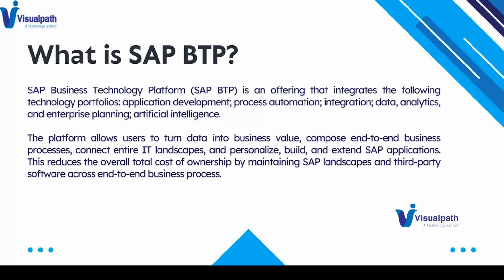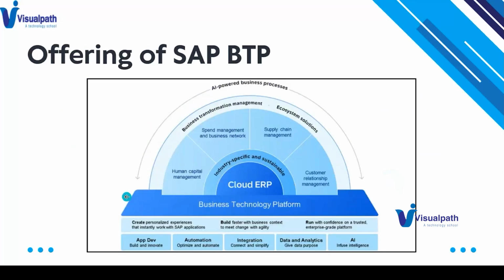Okay, so SAP BTP is a kind of cloud platform which is offering integrations of the following technology portfolios: application development, process automation, integration, data and analytics, and enterprise planning and artificial intelligence. So the platform allows users to turn the data into business value. It composes end-to-end business processes, connects entire IT landscapes, and personalizes, builds, and extends SAP applications. This will reduce the overall total cost of ownership in maintaining the SAP landscapes and third-party software across the end-to-end business process. What are the offerings which it provides?